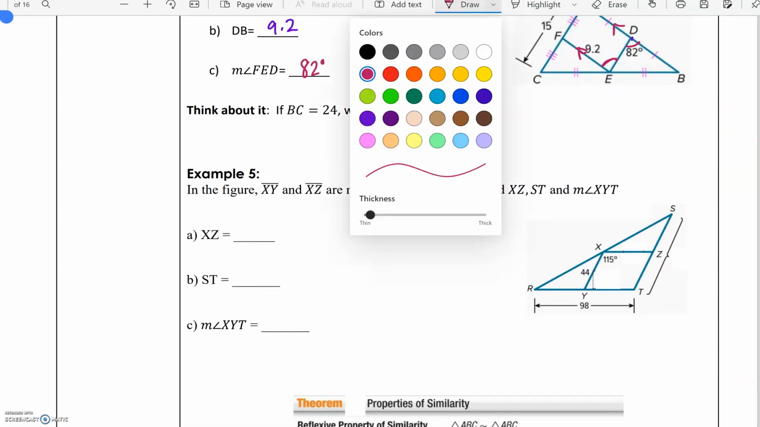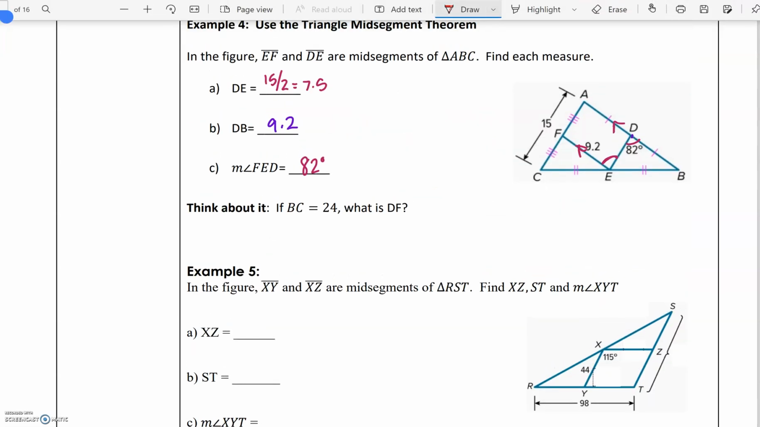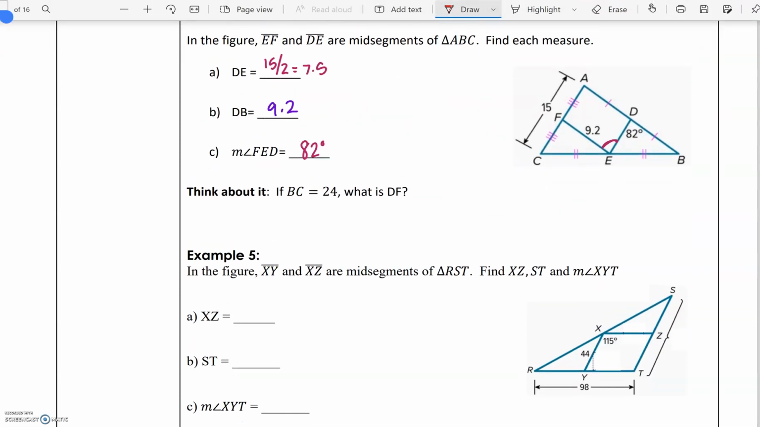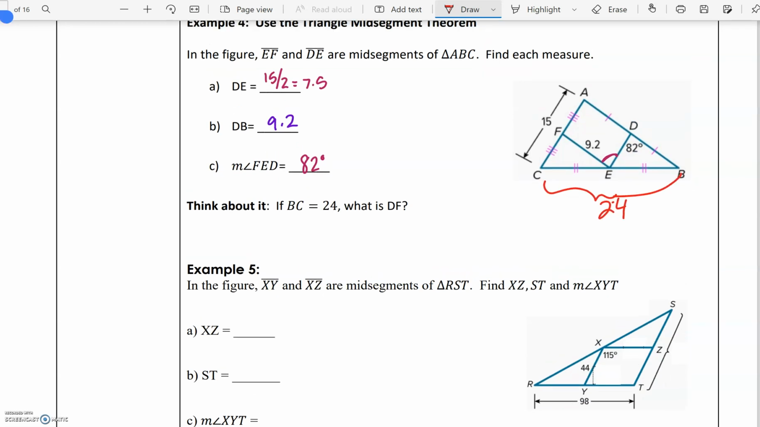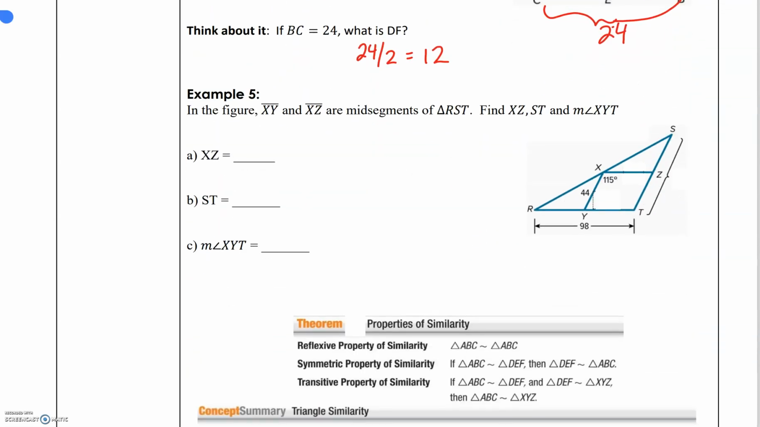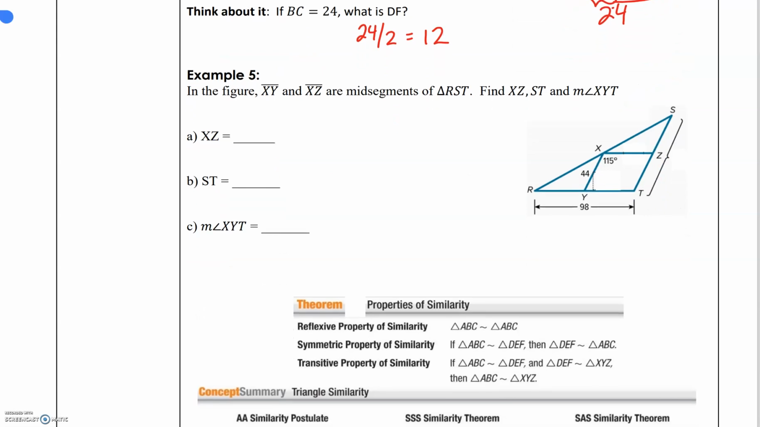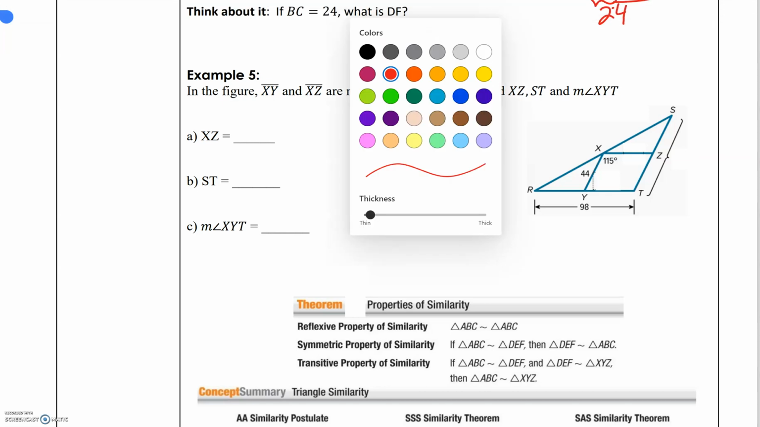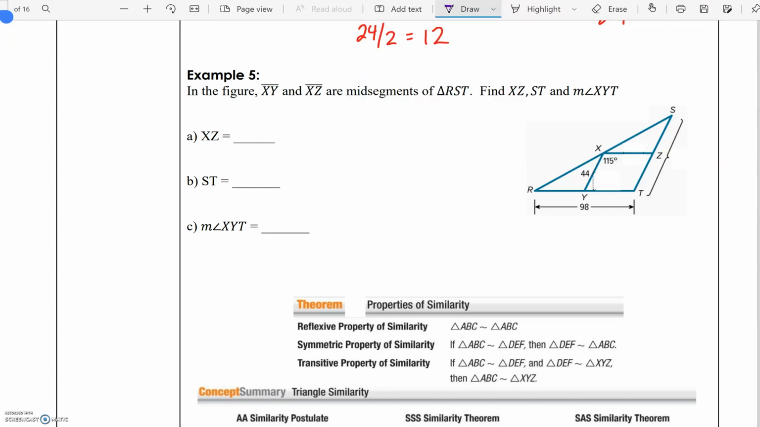If BC, let's find BC here. Oh, this one was 24. What would DF be? So that's a mid-segment that would be across from, so it'd be half of 24. 24 divided by 2, it would be 12. So if you want to go ahead and try example 5 on your own, you can pause the video, try it. It's just like the one up above, and push play to check when you're ready.